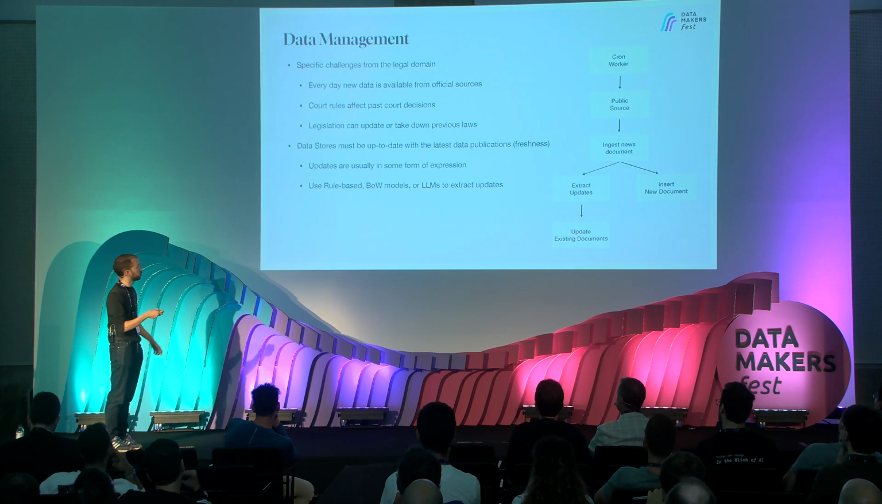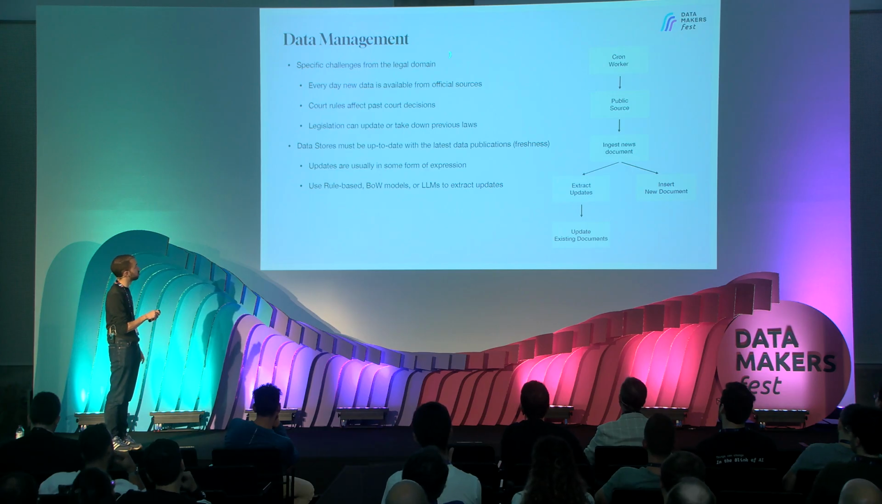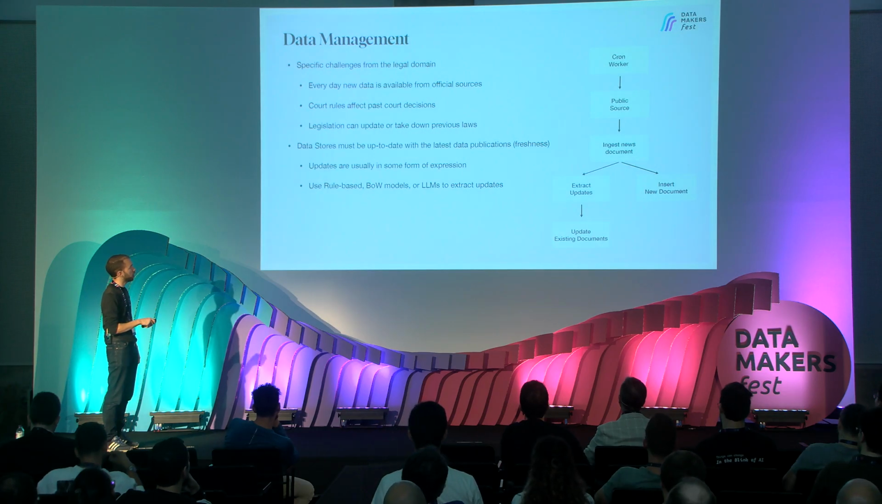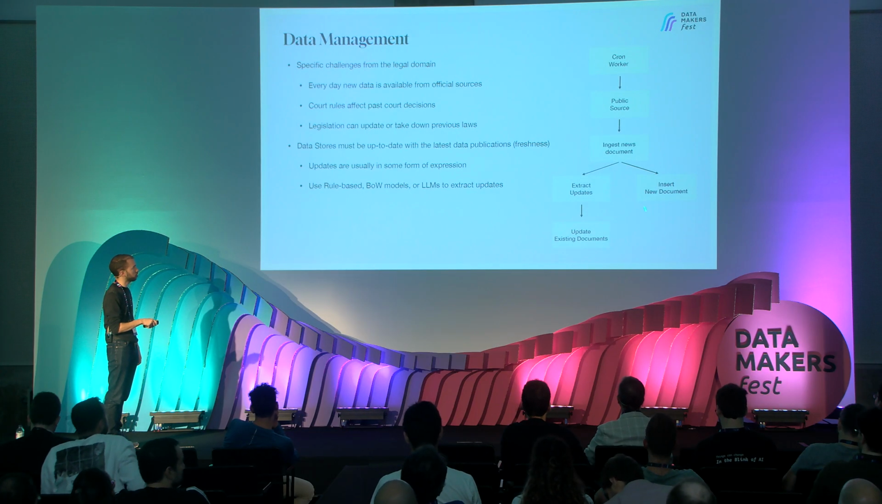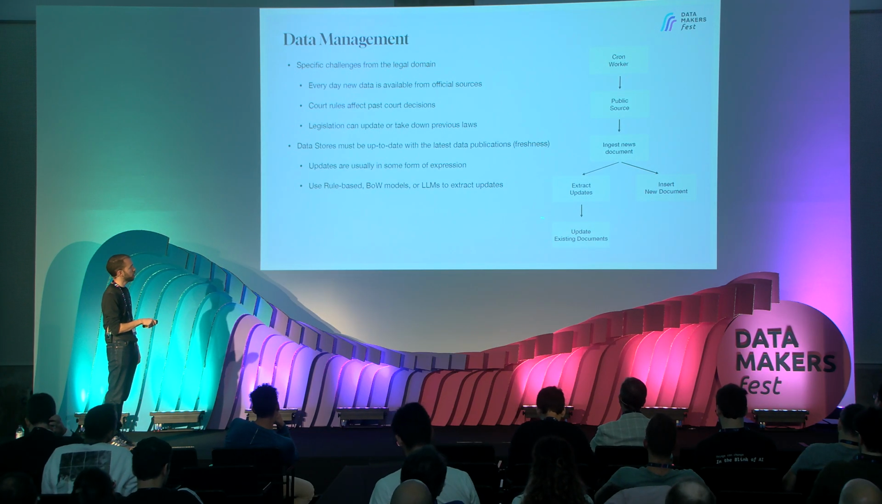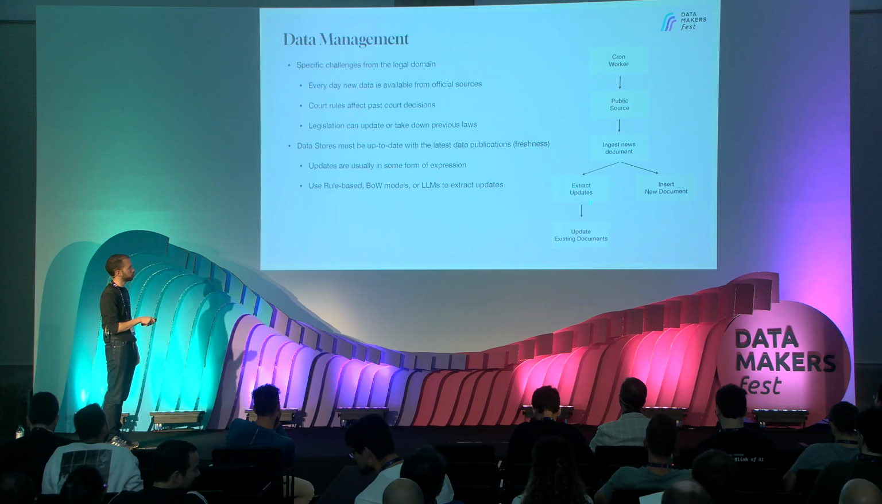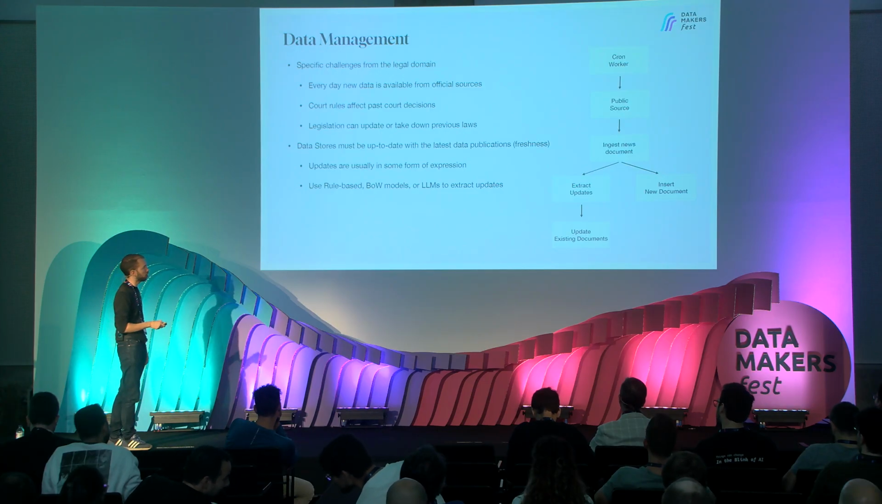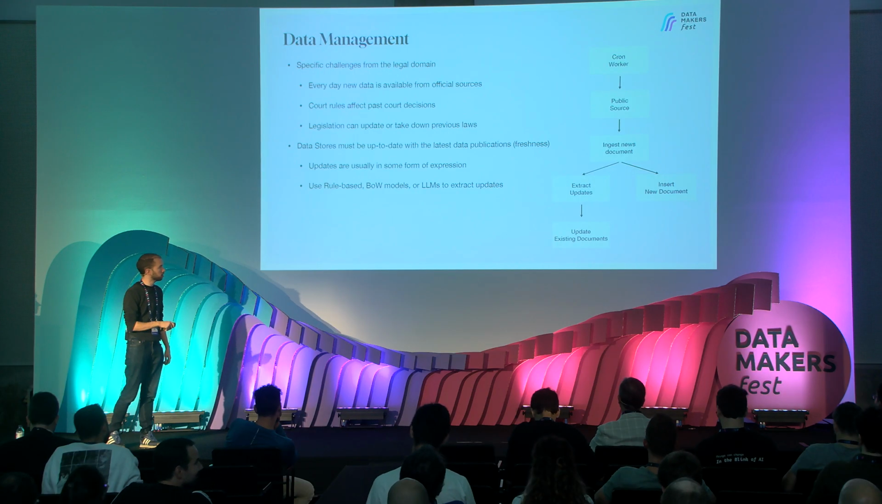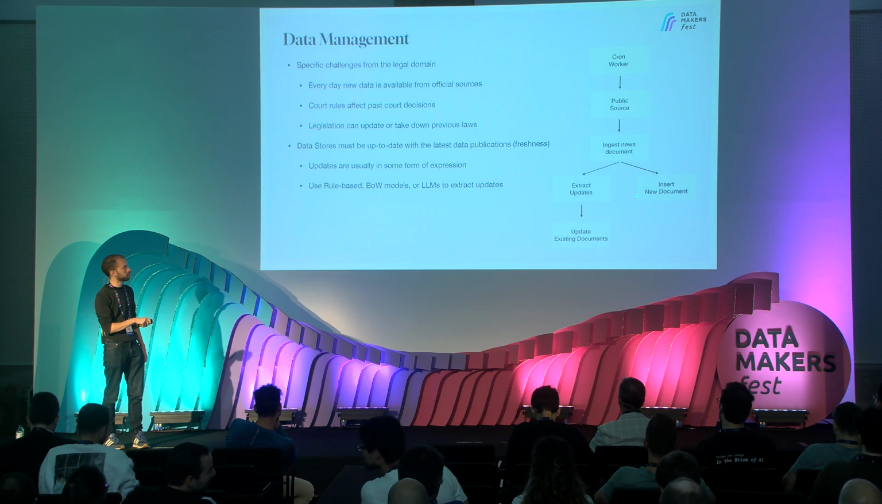So basically, for example, your example on the right. We have a cron worker every day pinging these sources for new information, for public data. We ingest those new documents, and we insert the new document in our stores, and then we try to extract updates. And if we identify any new updates, we update the existing documents already in our document stores. This is easier because when we insert a new document, it's well structured in JSON, so we can extract updates from specific fields and update them in our document store.